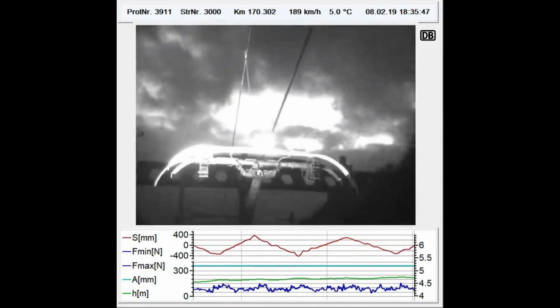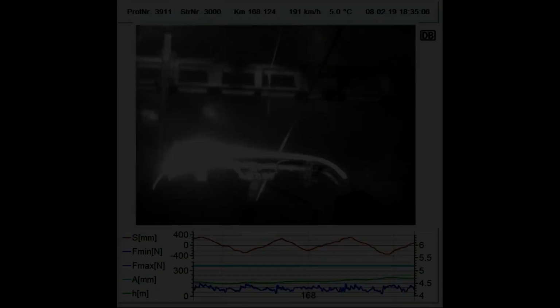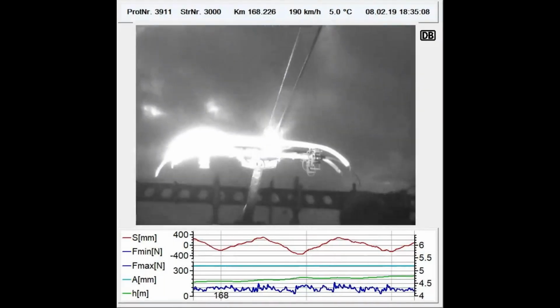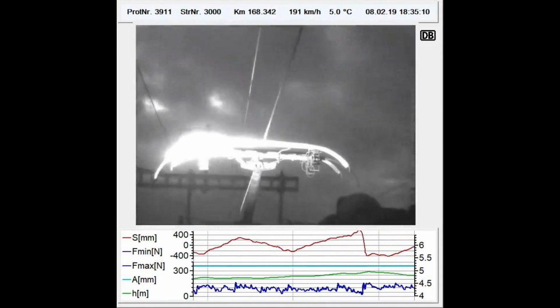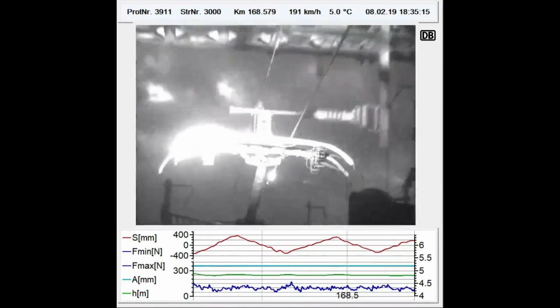And crucially, this is a very complex system. You've got the train that's moving, the pantograph that's moving, and then the OLE itself, which is also moving in response to the pantograph. So it's quite a complex system to understand, and certainly a complex system to model.